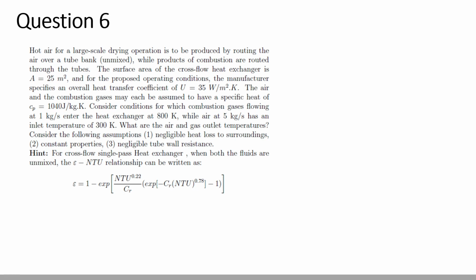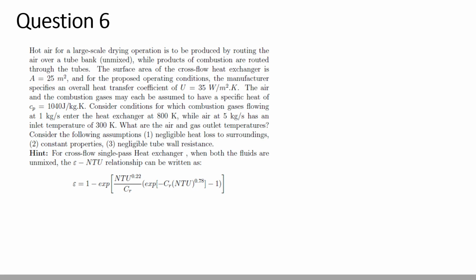So in this question, we have been given that hot air for large-scale drying operation is to be produced by routing the air over a tube bank, while products of combustion are routed through the tubes. The surface area of the cross-flow heat exchanger is 25 meters square, and for the proposed operating conditions, the manufacturer specifies an overall heat transfer coefficient of U is equal to 35 watt per meter square Kelvin.